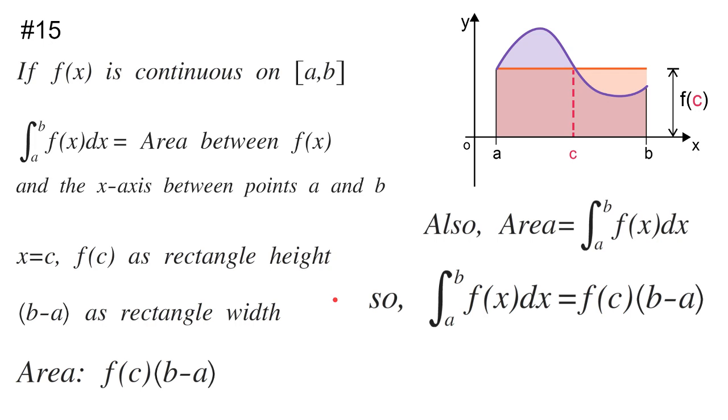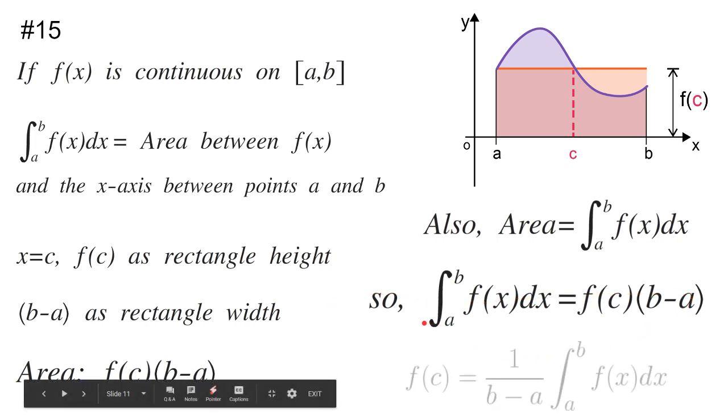To make it simpler, we're going to rearrange this and bring the b minus a over to this side. And we get that f of c equals 1 over b minus a times the integral from a to b of f of x dx. And that's the average value right there.